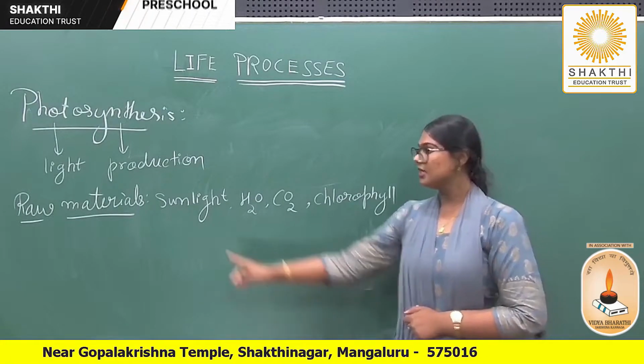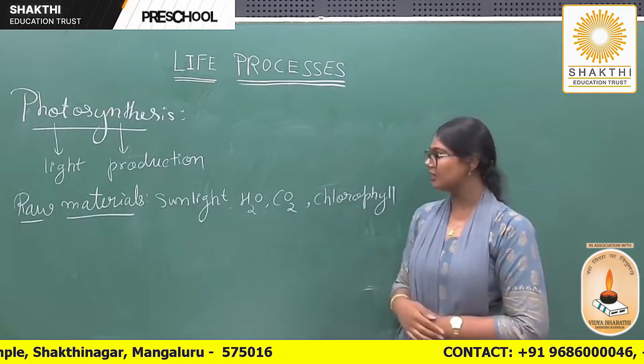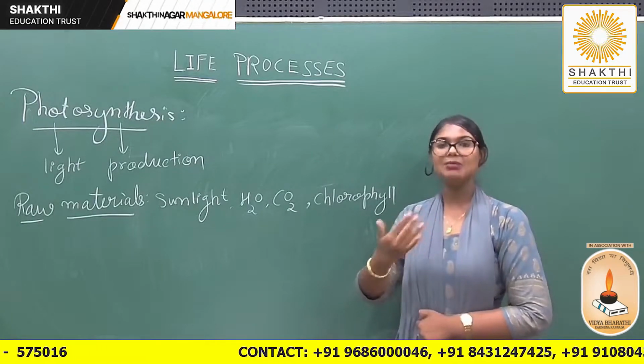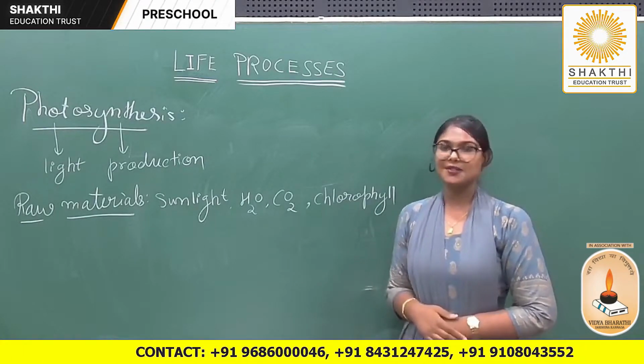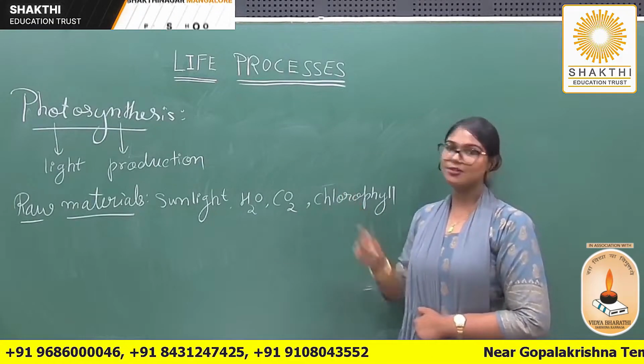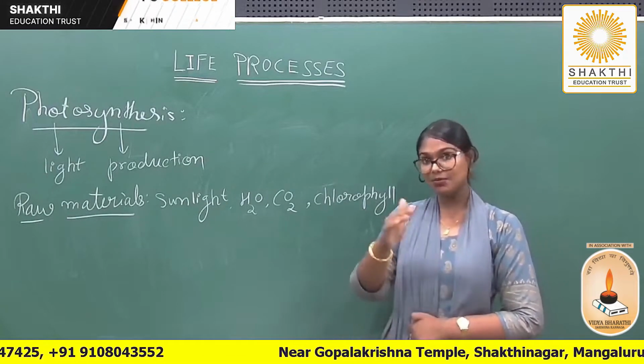Very important. Sunlight from the sun. Water is what we give the plants from the soil. Carbon dioxide comes from us, animals. We breathe out carbon dioxide. This carbon dioxide is absorbed by the plants during photosynthesis. And finally, chlorophyll pigment.